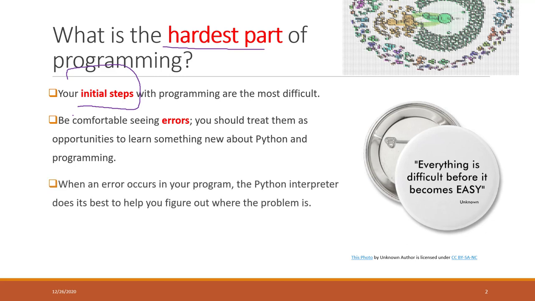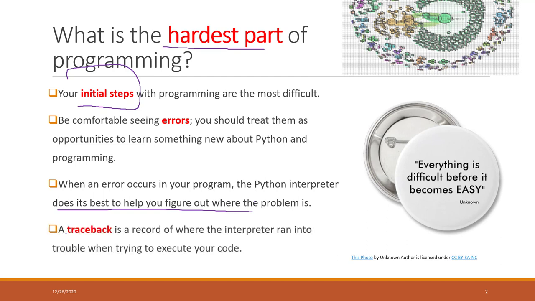And when an error occurs in a program, the Python interpreter will do its best to help us figure out where the problem is. Every time you see an error, it will always tell you what happened, and it always gives you the location where the error was created, so you can check back and see how you can fix or debug those errors.